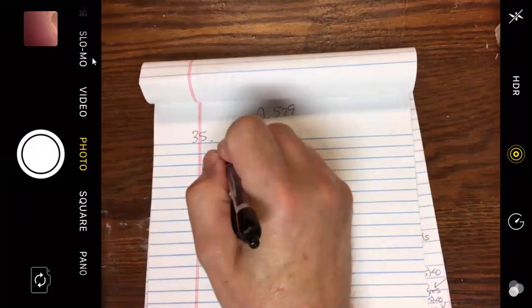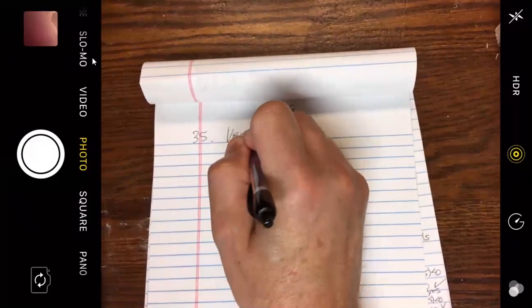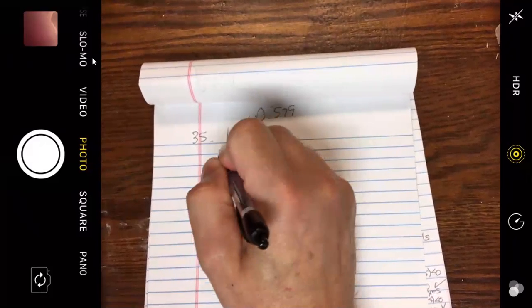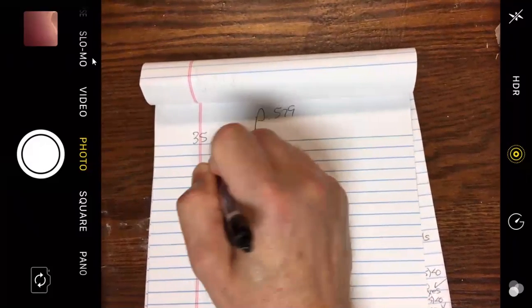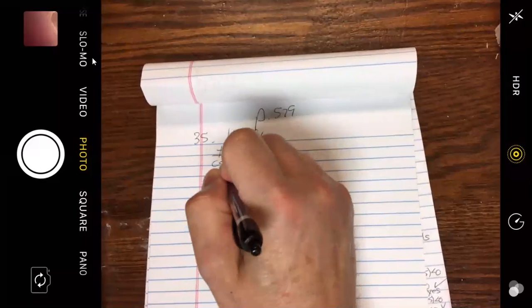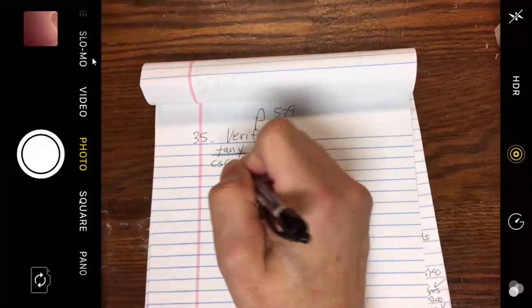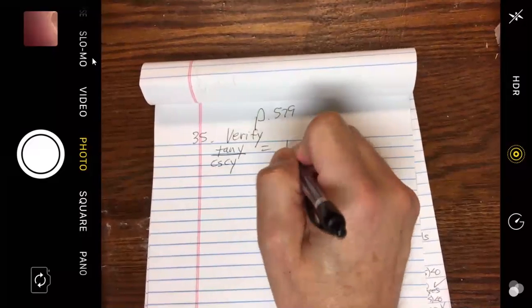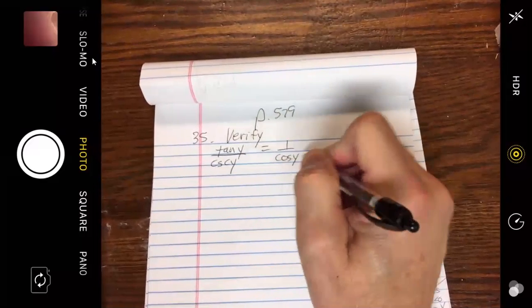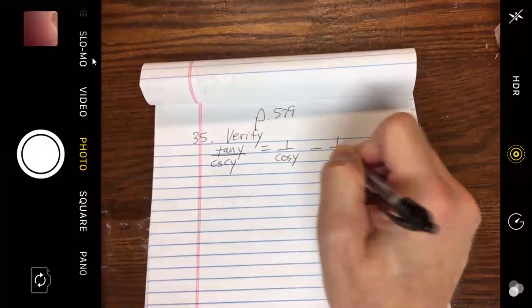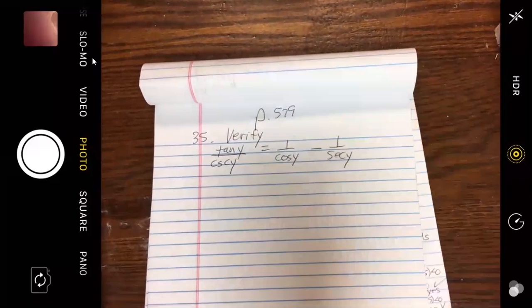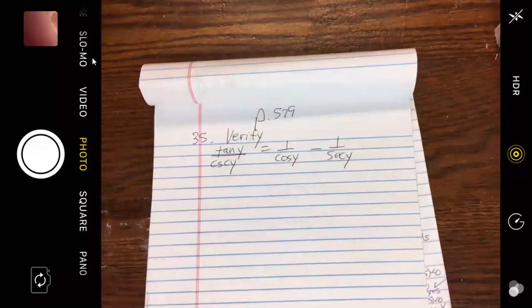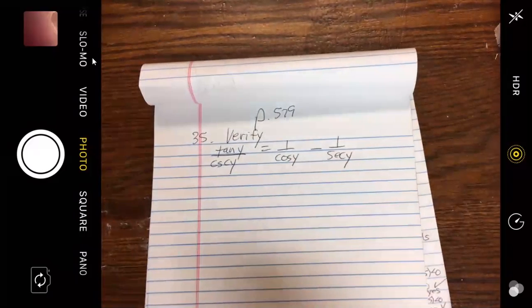579: tangent y over cosecant y equals 1 over cosine y, subtract 1 over secant y. I always wondered when I was a student, who makes up these things? How does somebody even think of this? I never figured it out. Nobody ever explained it to me.